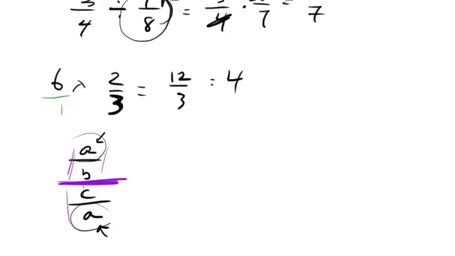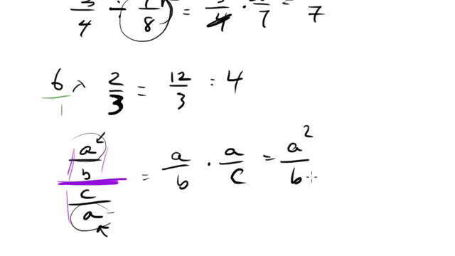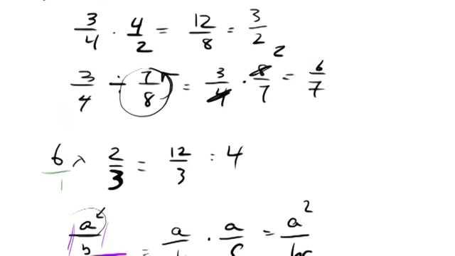What we can do is take this fraction right here, flip it, and multiply. So this is the same thing as A over B times A over C, which is just going to be A squared over B C. So we really couldn't have done any reducing or simplifying there. And that is it for fractions.